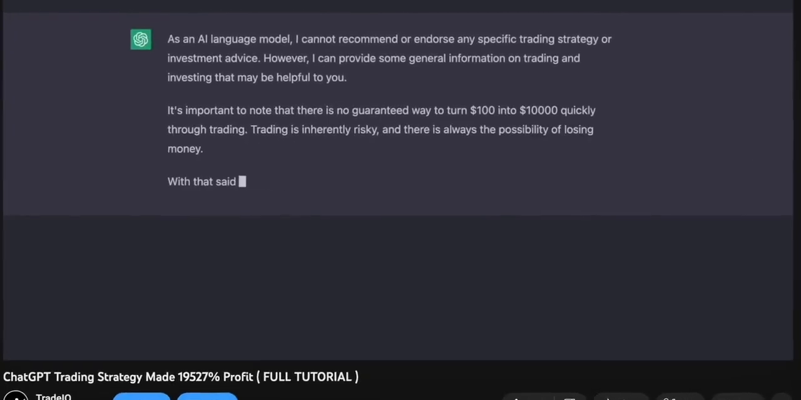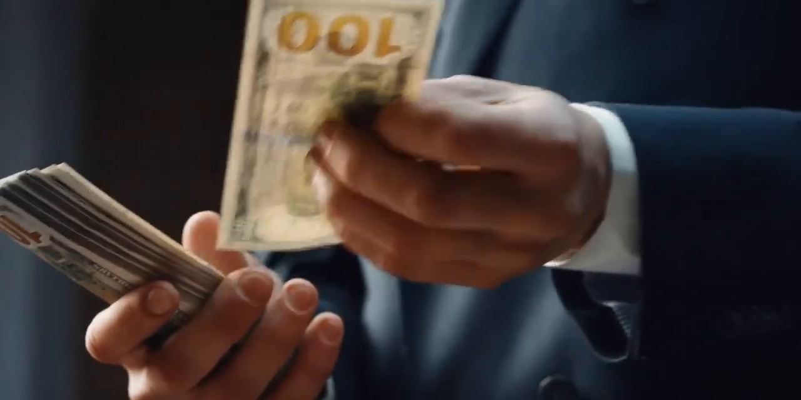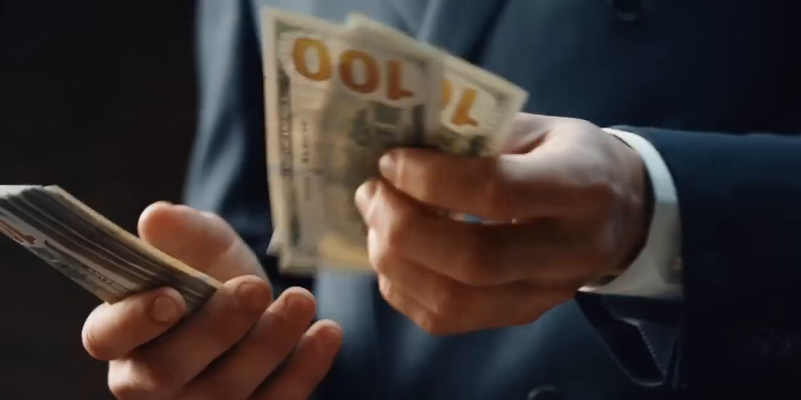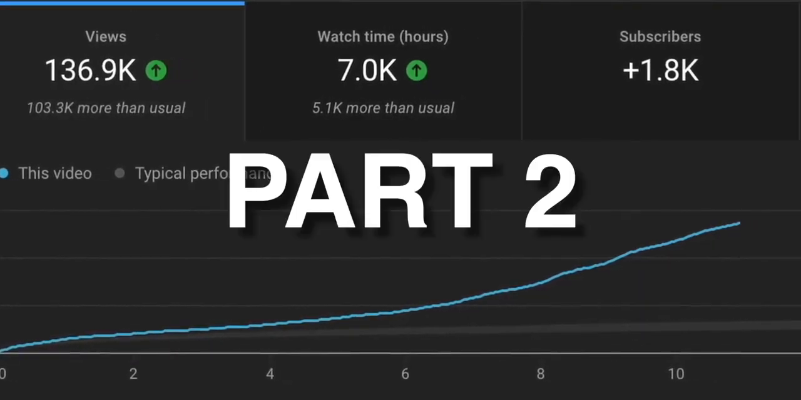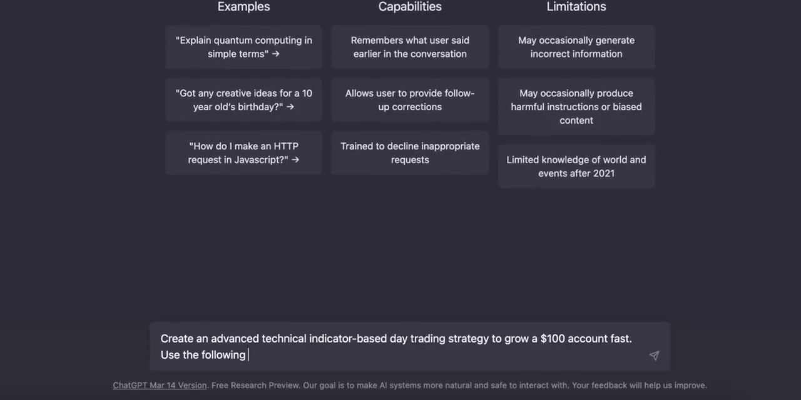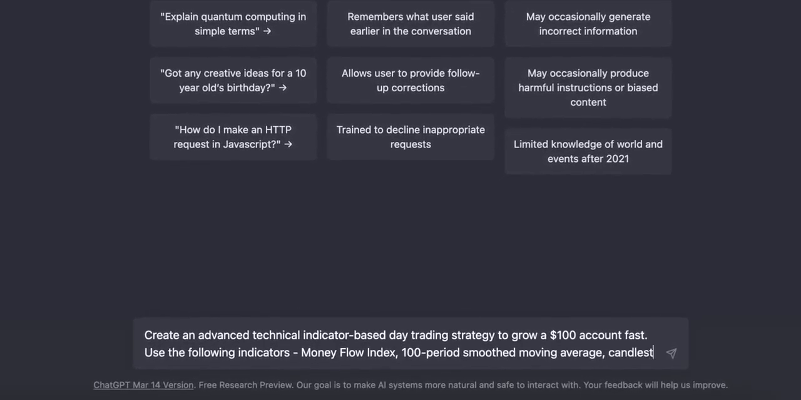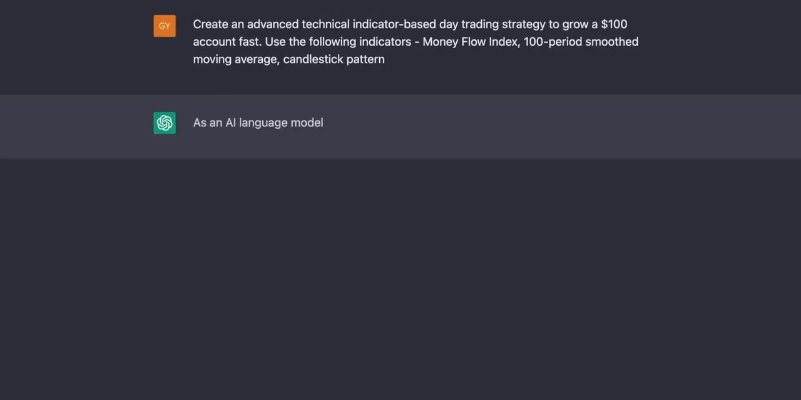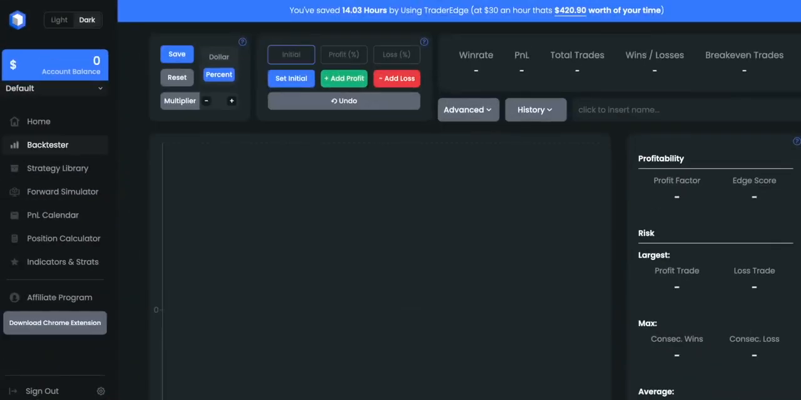In my previous video, I asked ChatGPT to give me a simple trading strategy to turn $100 into $10,000 as quickly as possible. A lot of you guys showed massive interest in that video, so I decided to make part 2. This time, I will ask ChatGPT to create an advanced trading strategy with the same goal, to grow a small trading account fast. The indicators I'm going to be using for this strategy are the money flow index, a 100 period SMA, and a candlestick pattern. I will also test the strategy 100 times and show the results at the end of the video.